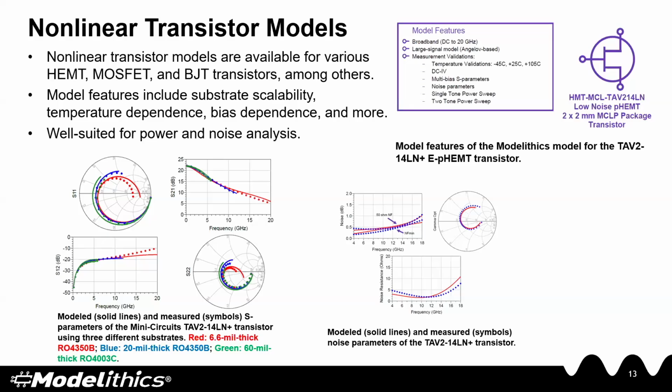And on the bottom right, we have the modeled and measured noise parameters of this transistor. So we have the minimum noise figure as well as the 50 ohm noise figure on the top left, and on the top right, we have gamma opt, and then we have the noise resistance on the bottom.